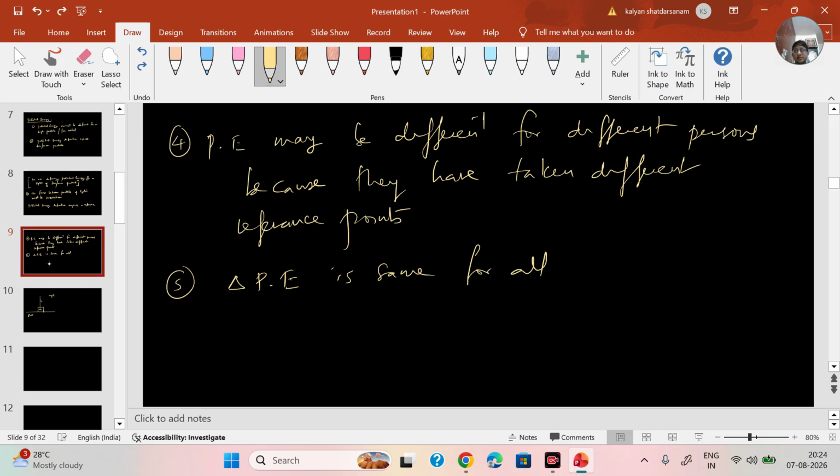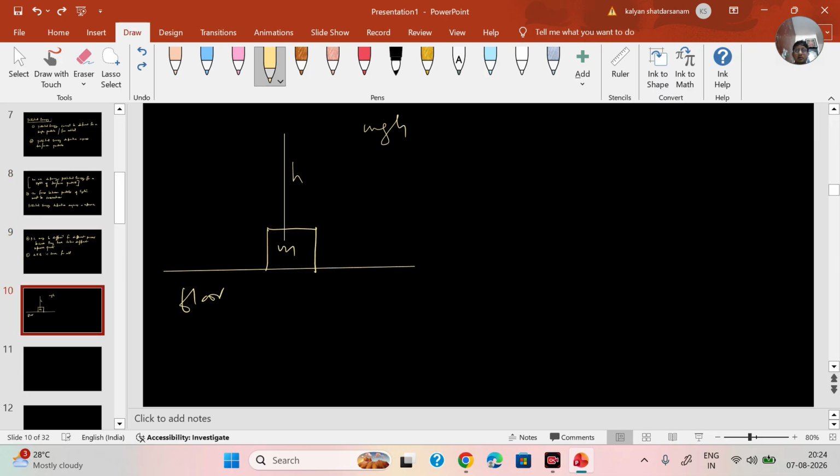Gravitational force is a conservative force. So under this condition, we can define potential energy. A person standing here will say the block has zero potential energy. So at this level, potential energy is zero. And when the block goes to height h, he will say potential energy is mgh.